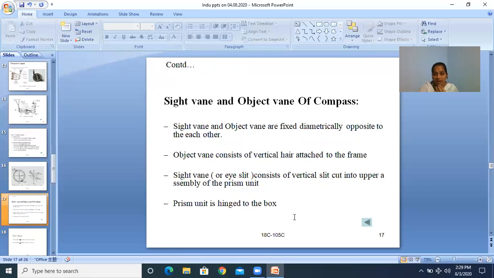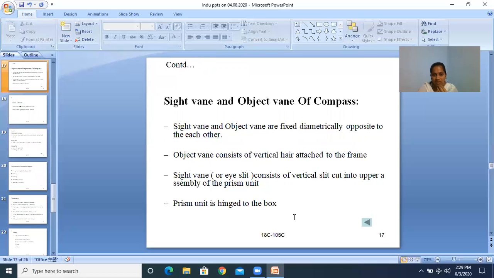So the eye vane or sighting vane is used to sight the object through the object vane. The object vane consists of slits, with cross hairs at the center of its frame. So the functions are: the sight vane is used to sight the object, and the object vane is used to fix the object with the cross hairs, which are provided at the center of its frame.